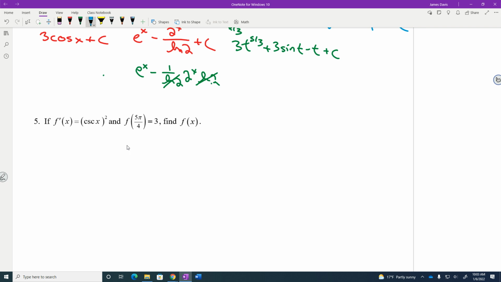So it says if f prime of x is the cosecant of x quantity squared, and f of 5 pi over 4 is 3, find f of x. So we need to do an integral to get from f prime to f. The way that this is written is kind of intentionally to throw you off. You might think, I don't know how to do an integral like power rule or something, right? But just remember that this is the same thing as writing it as cosecant squared x. It's the same thing, just written that way to throw you off.